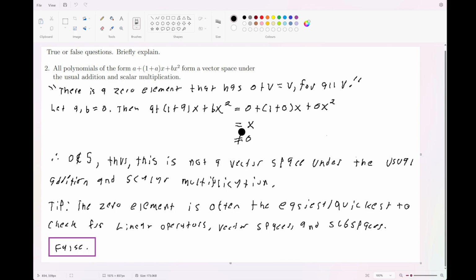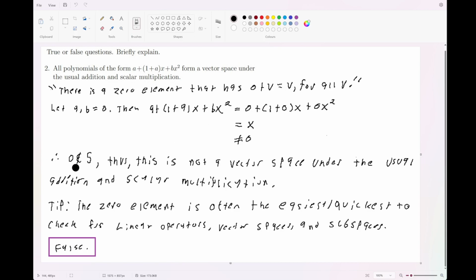And the one here that we're specifically looking for is that, quote, there is a 0 element that has 0 plus v equal v for all v that are vectors within this supposed vector space. Right, so we can check, we can sub in 0. So let a and b equal 0, as these are our pieces that we can sub 0 into. We do not do that with x. Then a plus bracket 1 plus ax plus bx squared equals, then we put zeros in for there, we find that equals x, which does not equal 0.